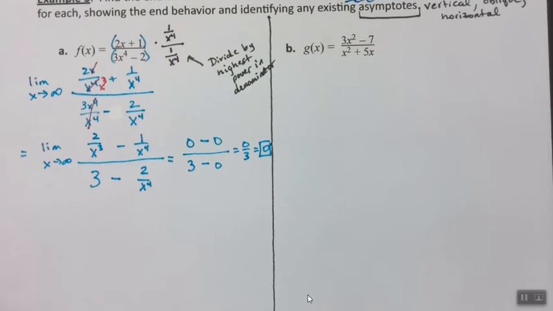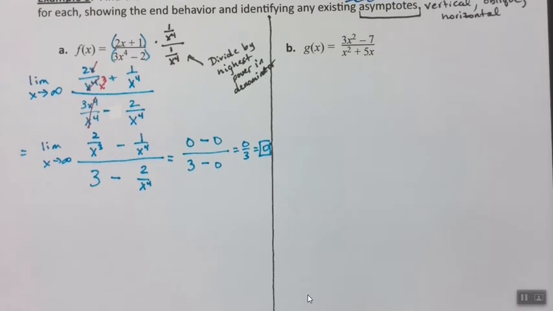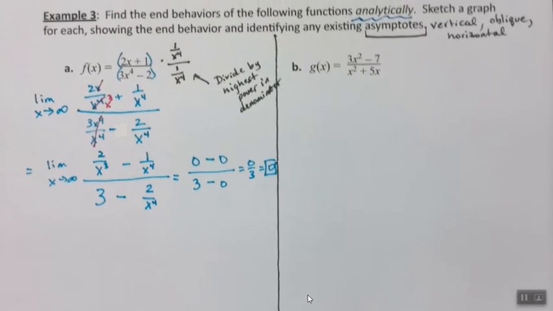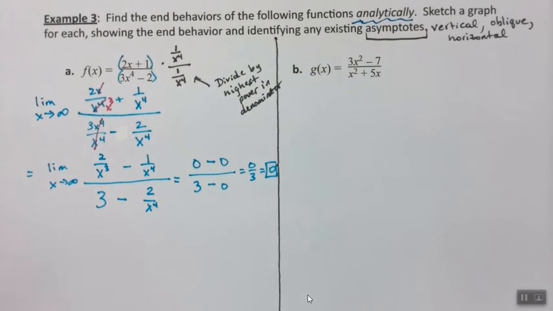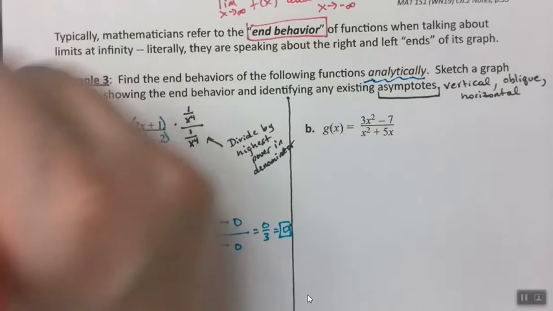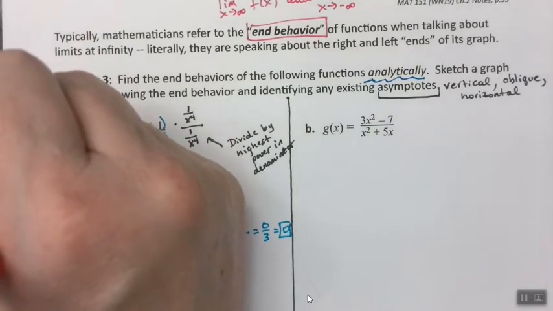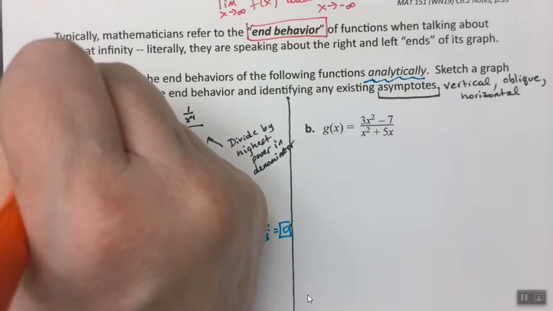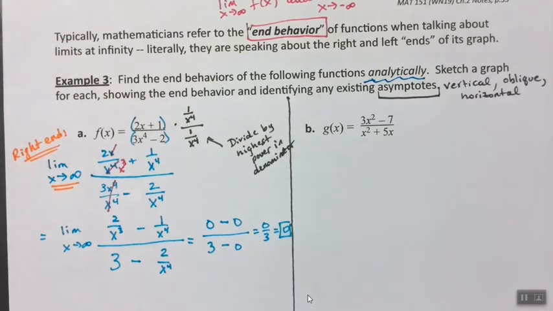Now, there's nothing special about how I did this, right? So I could do it with the other side just as easily. So what I just did right here is the right-hand edge, because I was going towards positive infinity. So this was the right end of this graph, because I'm heading to positive infinity.